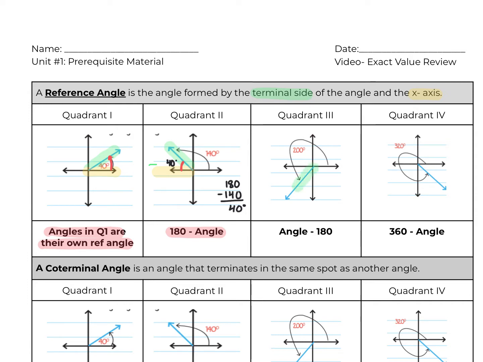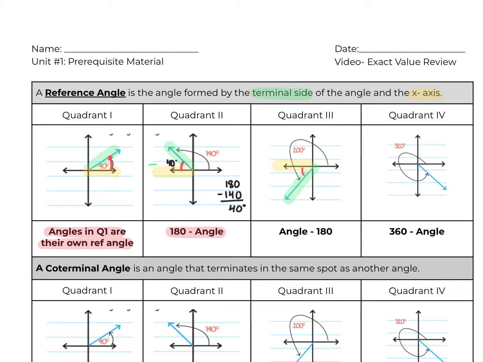So here's the terminal side of the angle. Here's the x-axis. So the angle in there, the reference angle, would be here. This one's a little bit harder to see. So starting the angle here, and we go around all the way to here, is 200. So if I want to find this little piece, all I actually have to do is subtract 180.